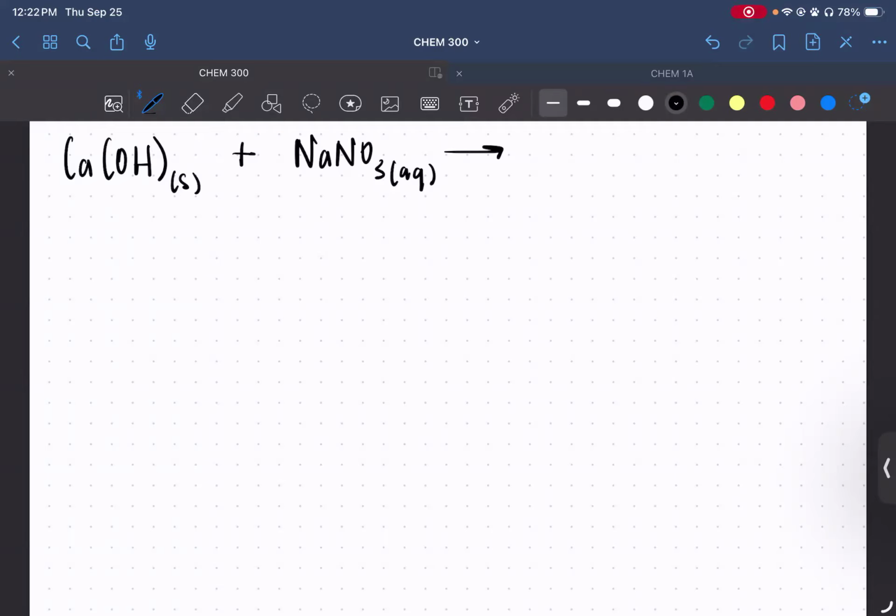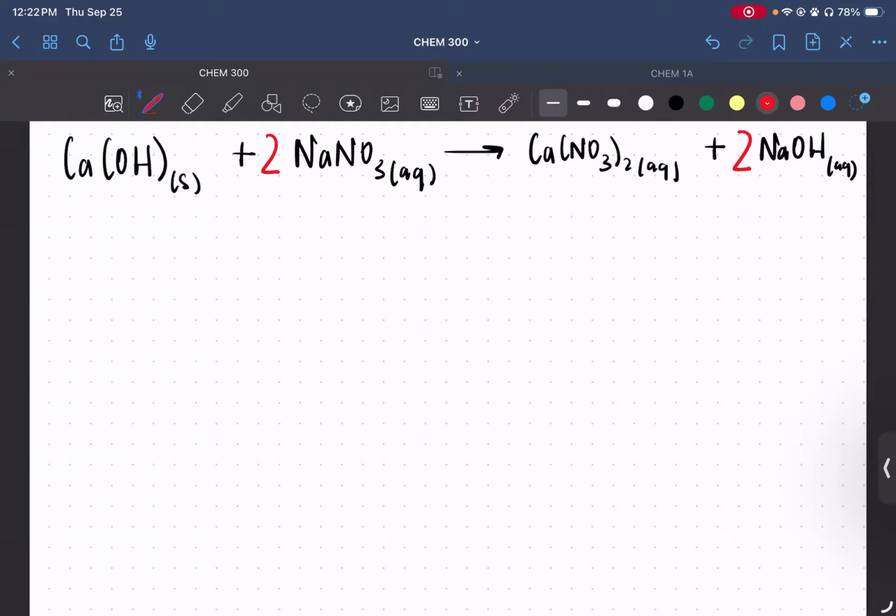Okay, 12:22. The correct products balanced with state symbols are calcium nitrate, sodium hydroxide, with balancing 2 in front of the NaOH and a 2 in front of the NaNO3. Check your answers against what I wrote.